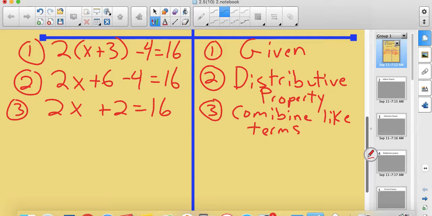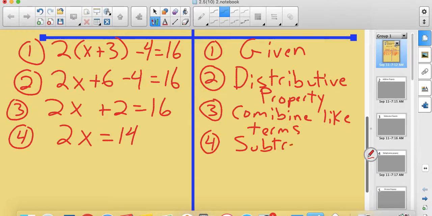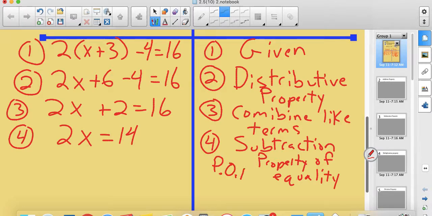So I got 2x plus 2 equals 16. Well, we learned back in Algebra 1, you have to then subtract 2 from each side. Give me 2x equals 14. What did we do? That was what is known as your subtraction property of an equality. Some people have abbreviated this in previous years as POE, property of an equality. If you want to do that, you are more than welcome to.